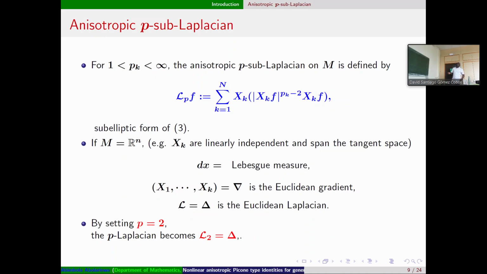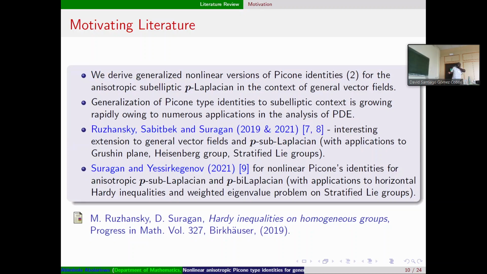This is called the anisotropic p sub-Laplacian. Just like I mentioned the other time, if you have p equals 2, then you have the sub-Laplacian. That gives you L, which I call L2. If you are on Rn, you have the Laplacian. If you are on the M here, then you have the sub-Laplacian. So in this case, M equals Rn, our volume form here is just the Lebesgue measure, and this vector field is the Euclidean gradient. So it is something that we are all familiar with. Then for the motivation literature, as I mentioned, this book is an inspiration. Then we have a series of papers by Professor Michael Ruzhansky and other people in the group, Sabitbek, Suragan, and some other people. We have papers that I studied to get deep insights into this field.